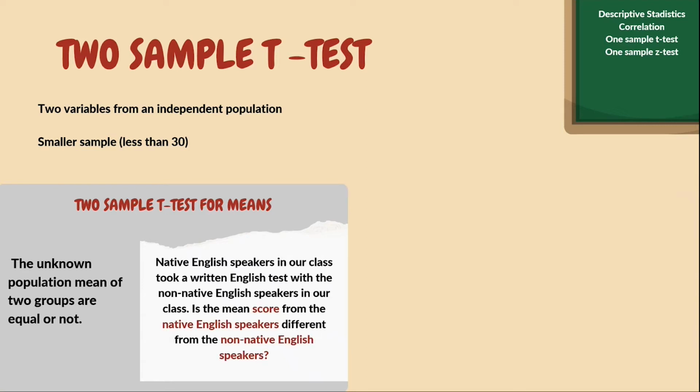As you can see, one of the two variables from this example is the type of student, native English speaker or non-native English speaker. And the score, which is a number, a continuous variable. We have two variables. Now let's see an example for the two sample t-test for proportions.